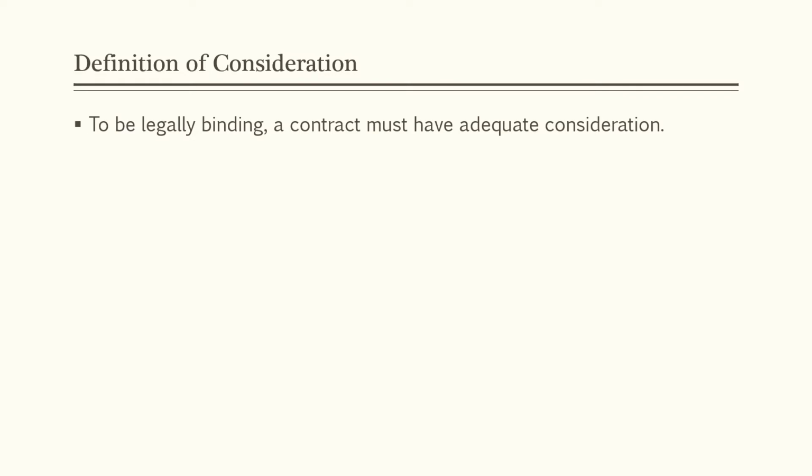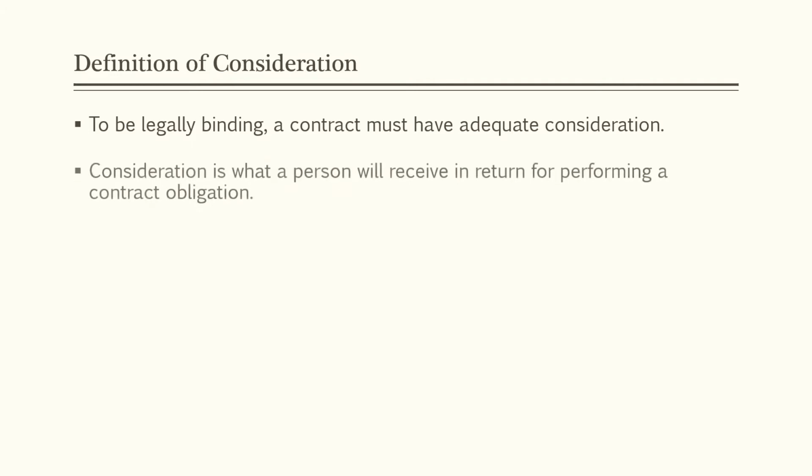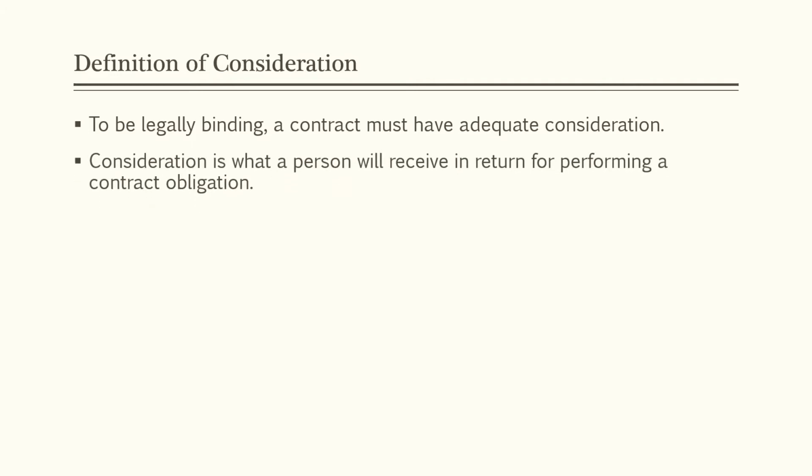To be legally binding, a contract must have adequate consideration. We've discussed offer, acceptance, and mutuality, but without consideration, there is no contract. Consideration is what a person will receive in return for performing a contract obligation. It is the benefit that must be bargained for by the parties. It is essentially the reason that a party enters into a contract.